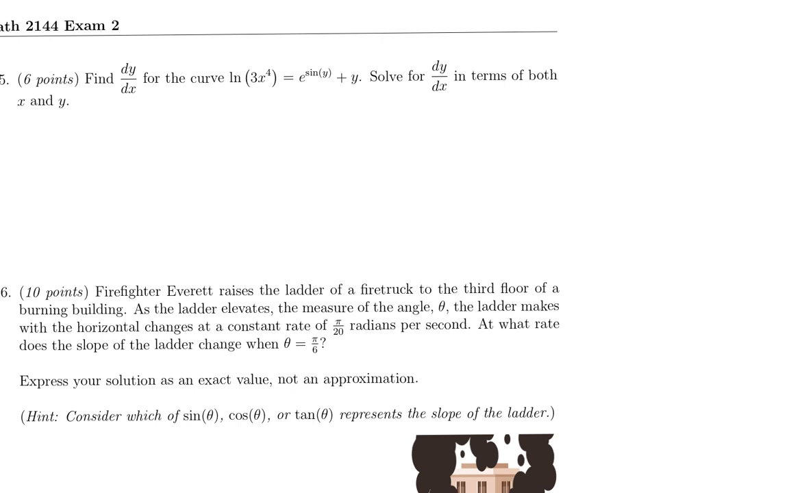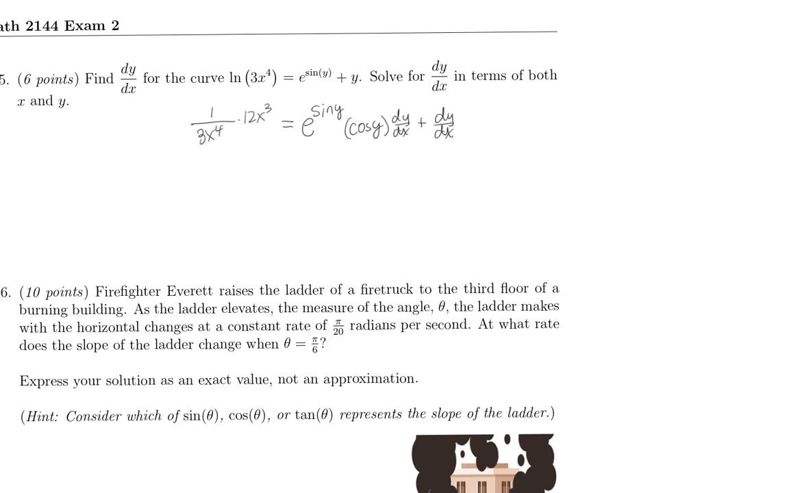Okay, so let's take the derivative of both sides. The derivative of natural log of 3x to the fourth will be 1 over 3x to the fourth times the derivative of that, which will be 12x cubed. And that's equal to, I'll have e to the sine y times the derivative of sine y, which will be cosine y, times the derivative of y, which will be dy/dx, plus the derivative of y is just dy/dx.